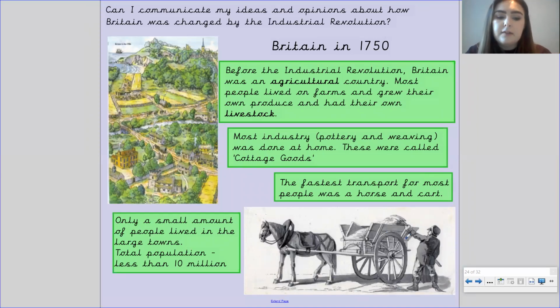And only a small amount of people lived in large towns. Now, the total population during this time was less than 10 million. And I want you to keep that number in your head, because on the next slide, I'm going to tell you how many people lived there at the end of the Industrial Revolution.